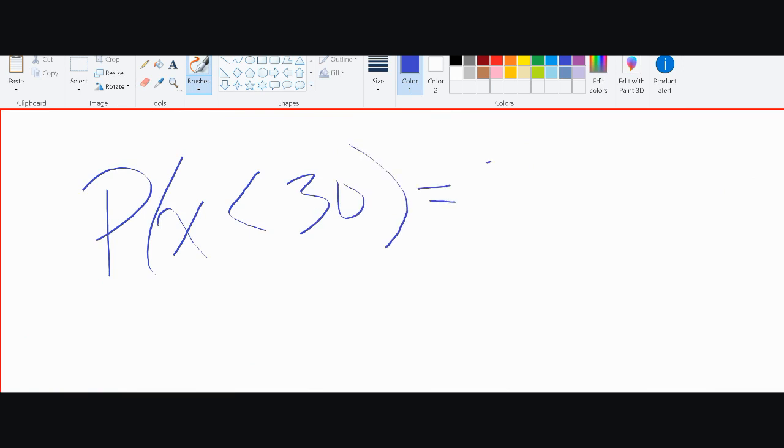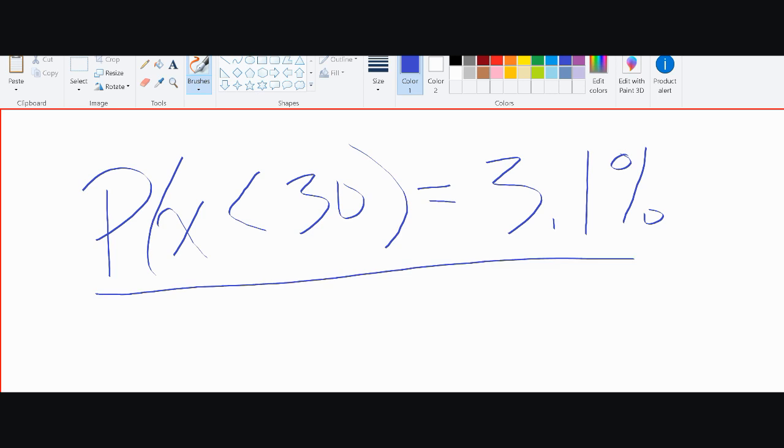So that's the first part of the problem. The first part of the problem was, what's the probability that x is less than 30, that someone spends less than 30 minutes cooking dinner? That's 3.1%. The second part of that question is, is this unusual? That's the question. Is this unusual?